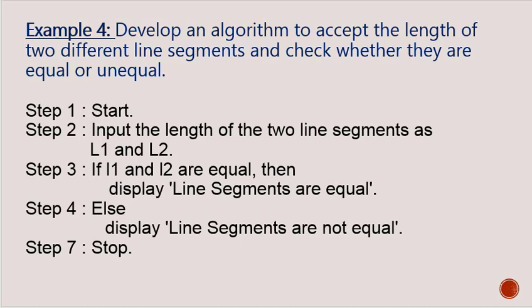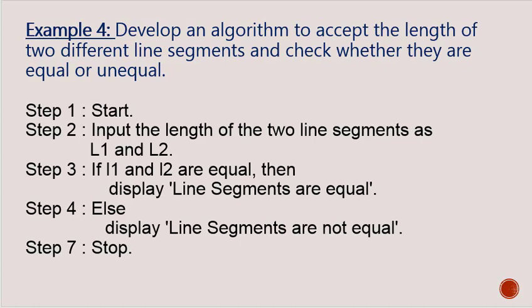if they are equal, then the program will branch in one way, and if they are unequal, it will branch in another way. To check the condition, we will use the if-then-else statement to construct these kinds of algorithms. Now step 1 is the beginning of the algorithm, so we have written the keyword start.